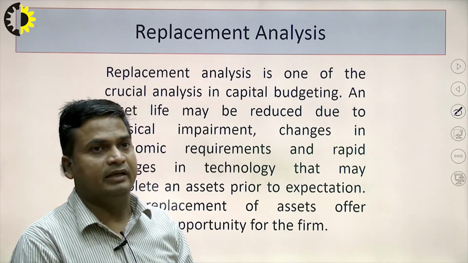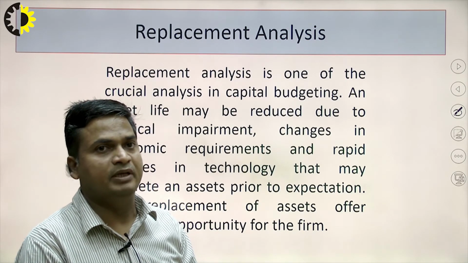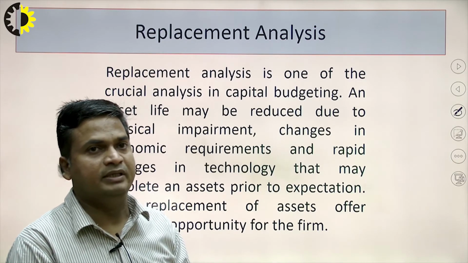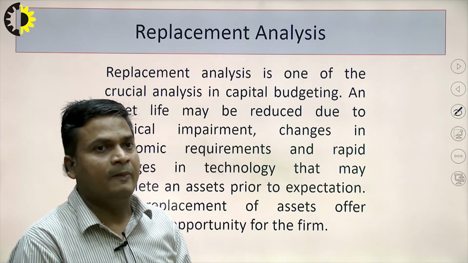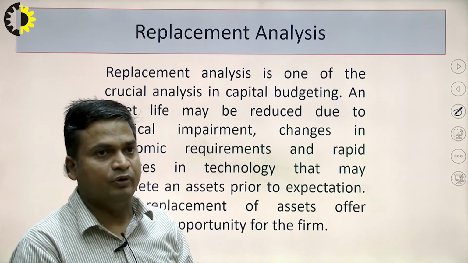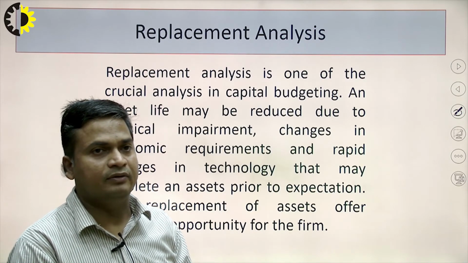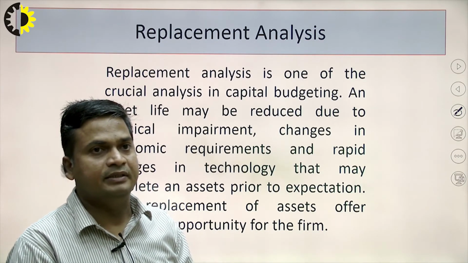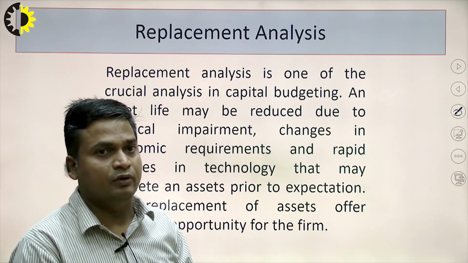Next is the replacement analysis. Replacement analysis is one of the crucial analyses in capital budgeting. An asset life may be reduced due to physical impairment, means physical damage because of depreciation, climatic conditions, usability of the machines, wear and tear because of friction, corrosion, changes in economic requirements and rapid changes in technology.